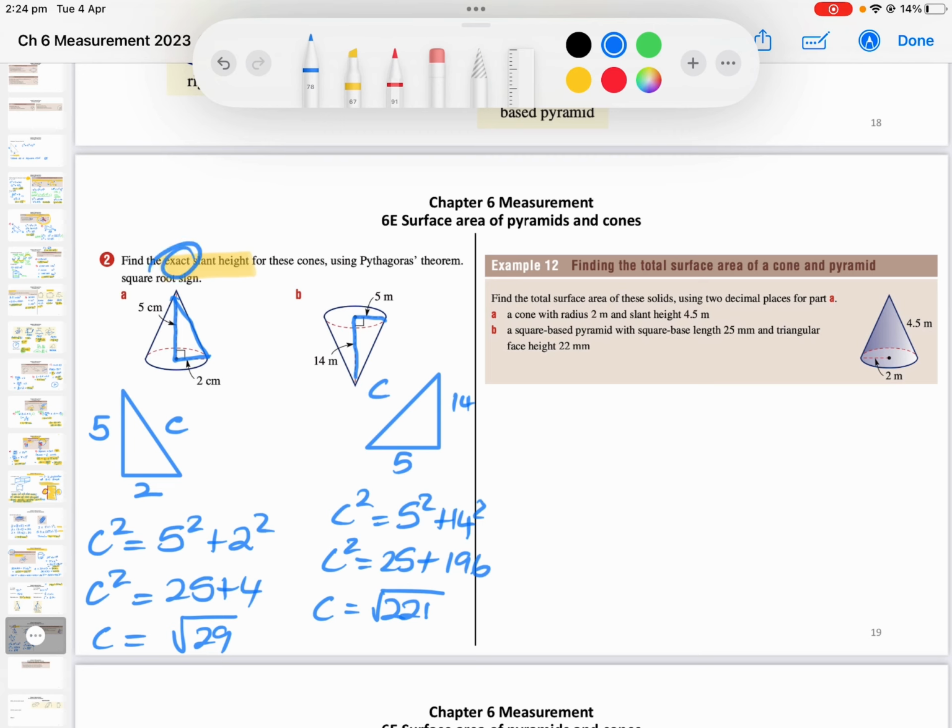So let's do one here where we have to find the total surface area of this cone to 2 decimal places. A cone with radius 2 metres and a slant height of 4.5, so that's being given for me. So I know that my total surface area, TSA, is pi r squared, which is pi times 2 squared, plus pi times r times s. And then I put in my calculator, I get 40.84 metres squared.